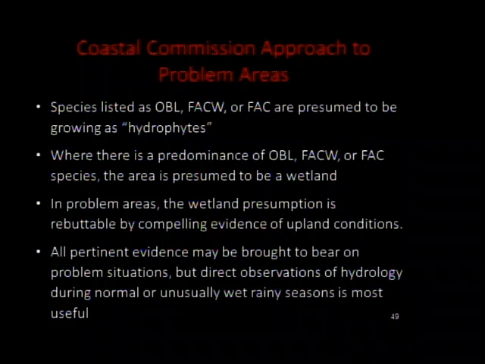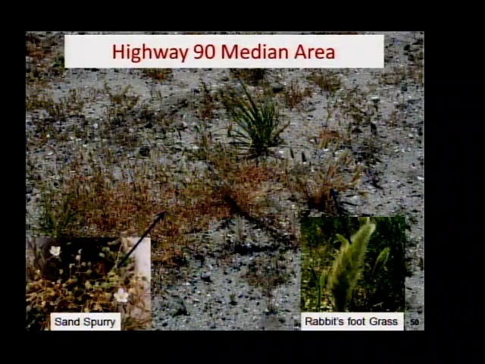following significant rainfall. For example, if during a normal or unusually wet rainy season, a questionable area is not saturated or inundated for at least 7 continuous days, this is evidence of upland rather than wetland conditions. Quantitative comparisons between the questionable site and nearby known wetland and uplands are also useful. This is not a new way of dealing with problem sites.